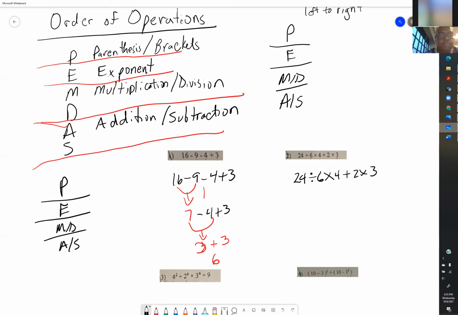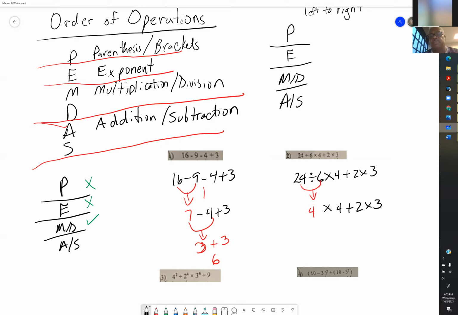So this is the first one. I don't see this. I do see this. So now we're going to say 24 divided by 6 is 4. All right, now we bring down the rest of it: times 4 plus 2 times 3. I hope that's pretty easy to see. I didn't feel like drawing all the arrows.